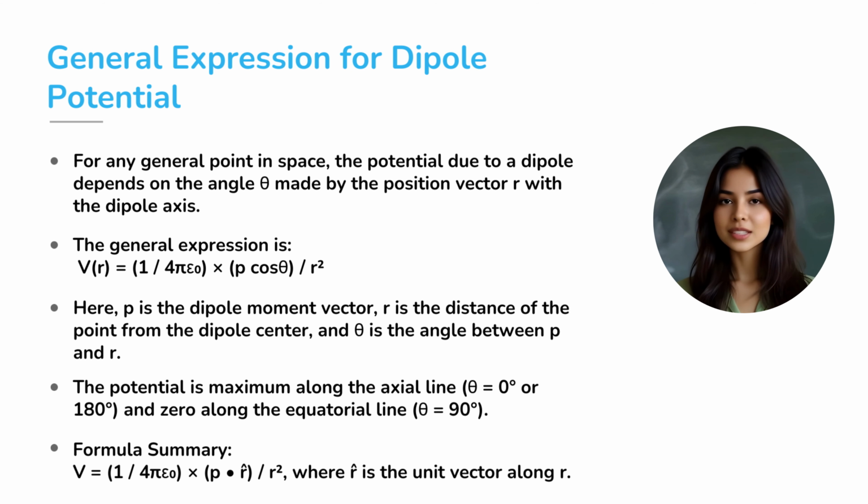Cosine theta is the cosine of the angle between the dipole moment vector and the position vector, and r is the distance from the center of the dipole to the point. This formula tells us the potential depends both on angle and distance. When theta is 0 degrees, that is, you're on the axial line, cosine theta is 1, and you get maximum positive or negative potential. But when theta is 90 degrees, on the equatorial line, cosine theta becomes 0, and so does the potential. So the formula naturally captures both special cases.